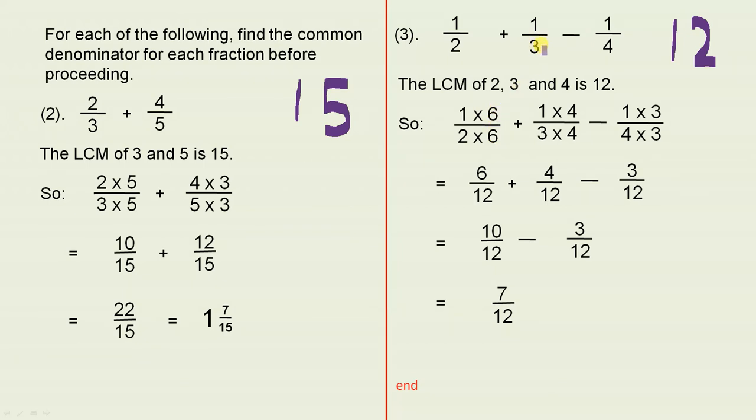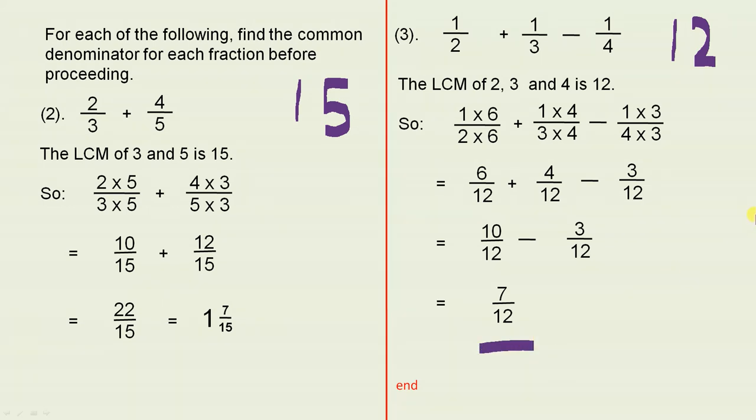How do we make this 12? Multiply by 4 and do the same with the numerator. How do we make this 12? Multiply by 3 and do the same with the numerator. That fraction simplifies to 6 over 12. That fraction simplifies to 4 over 12. And that fraction simplifies to 3 over 12. 6 over 12 plus 4 over 12 is 10 over 12 minus 3 over 12. 10 minus 3 gives us 7. So the answer is 7 over 12.